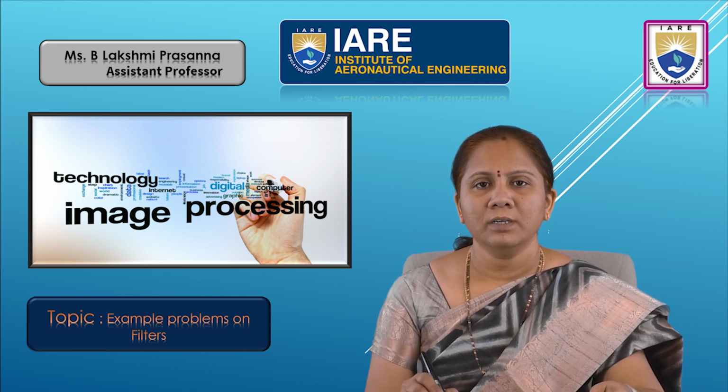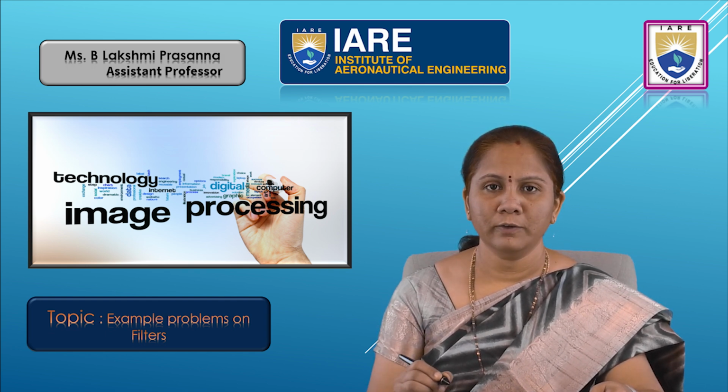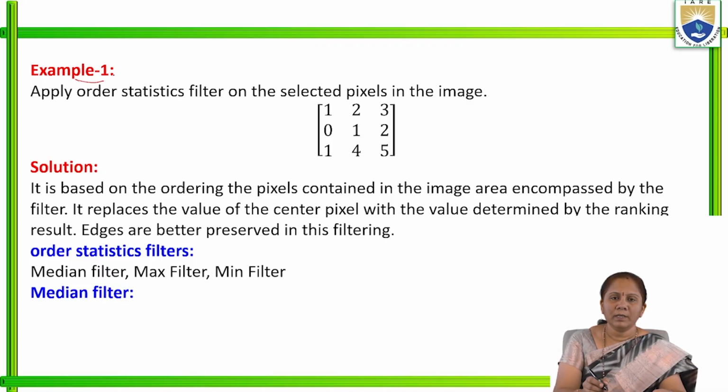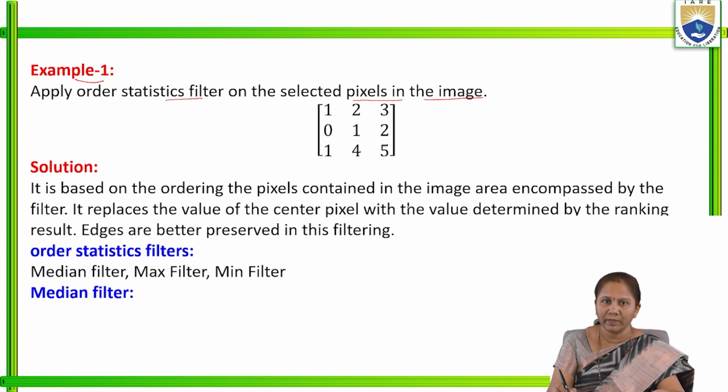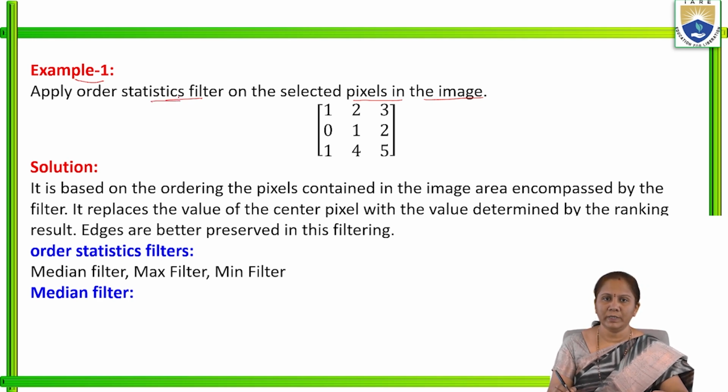In this session, we will see some example problems on filters. The first example is: apply order statistic filters on the selected pixels in the image. Here the image is given, which is of size 3 by 3. They are asking to apply order statistic filters.